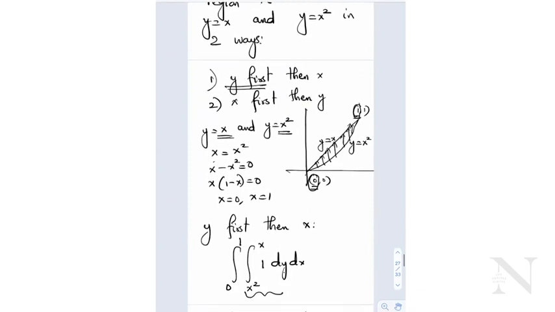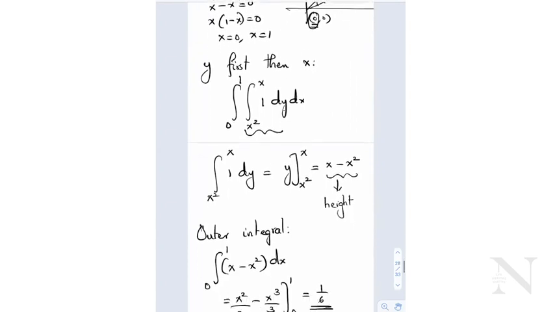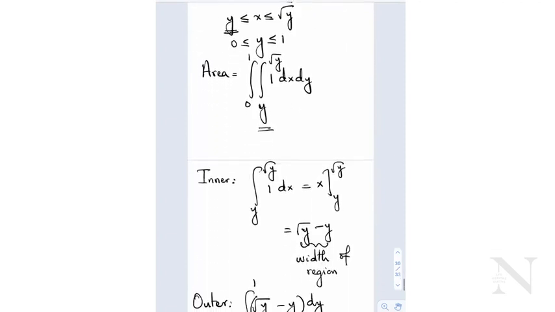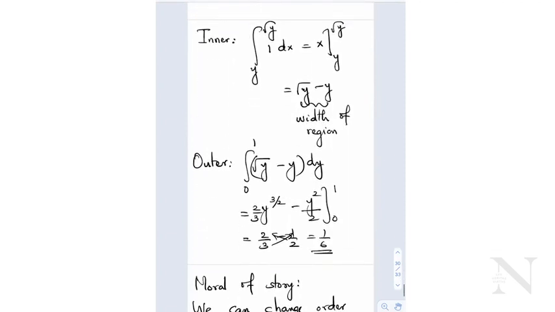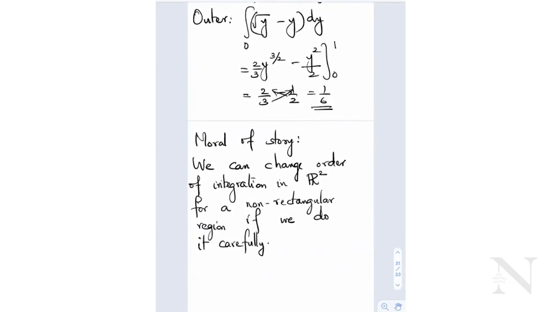If you do y first then x, it's easy going from the lower curve to the upper curve. If you're doing x first and then y, you go from left to right, but the only extra thing is that you have to rewrite each of the functions as x in terms of y. So the left one is x equals y, the right one is x equals square root of y, but at the end of it, the double integral, which tells you the area between the two, is still equal to 1/6. So this was what we were trying to get across with both examples: we can change the order of integration for a non-rectangular region if you do it carefully.